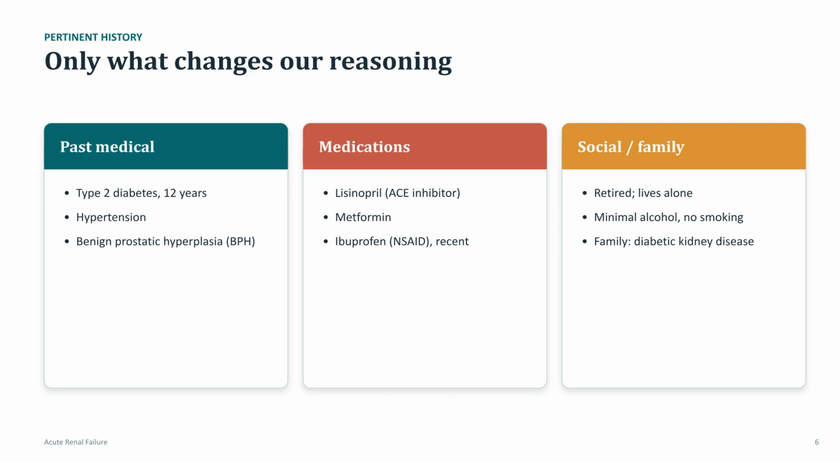He has long-standing type 2 diabetes and hypertension, and a history of benign prostatic hyperplasia. His medications include an ACE inhibitor and recent NSAID use, while his social history notes he lives alone. These factors are all key pieces of our clinical puzzle.